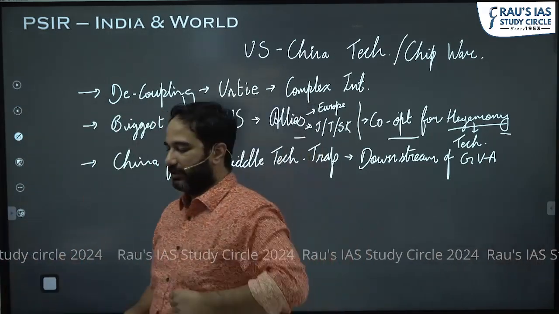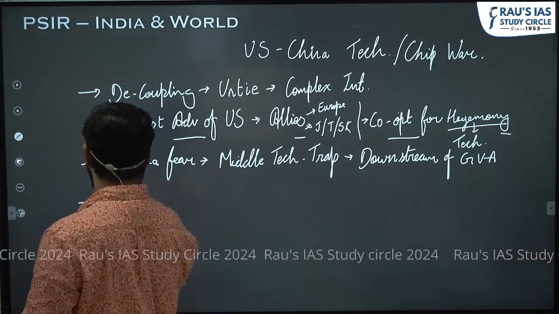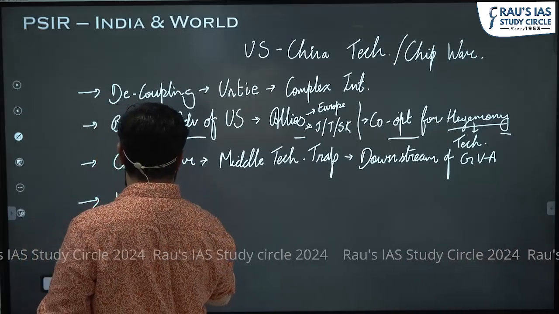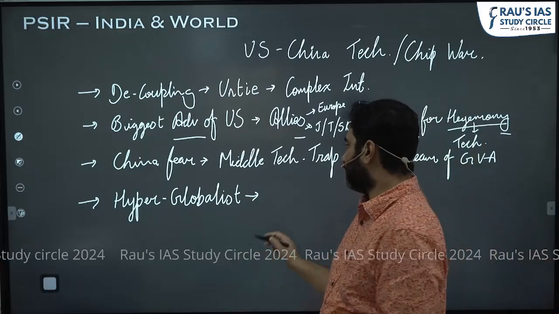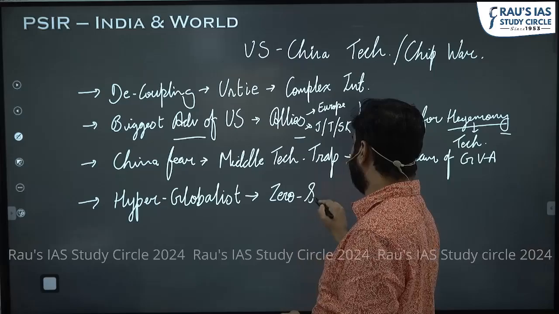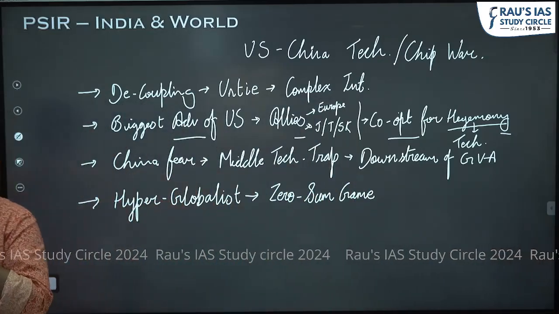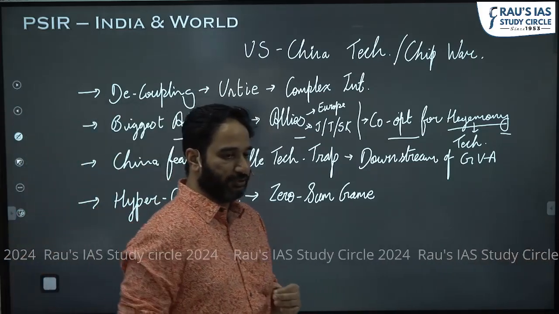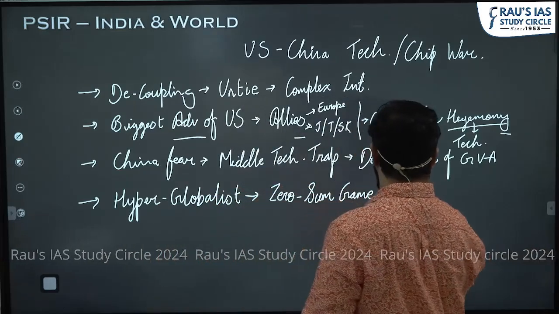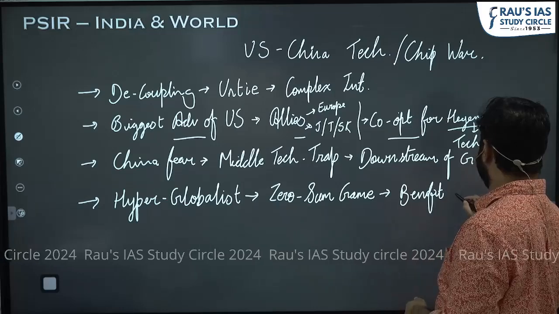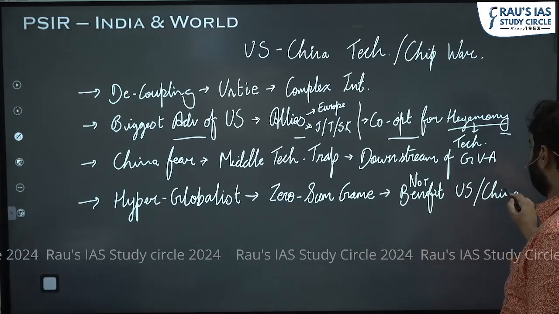Hyper-globalists perceive the US-China technology war as a zero-sum game, which would neither benefit the US nor China.